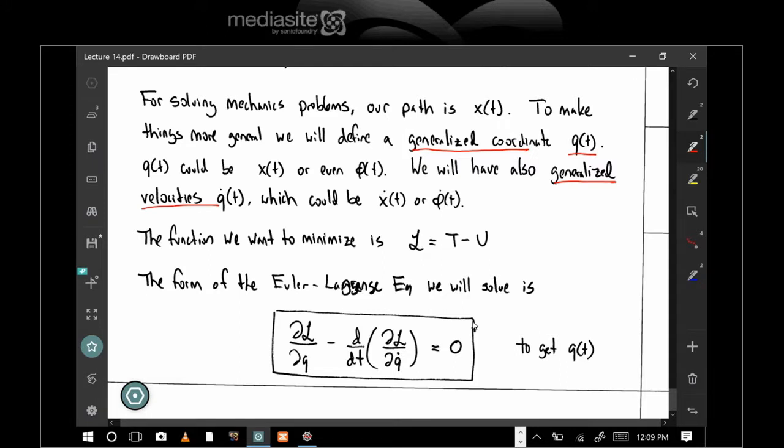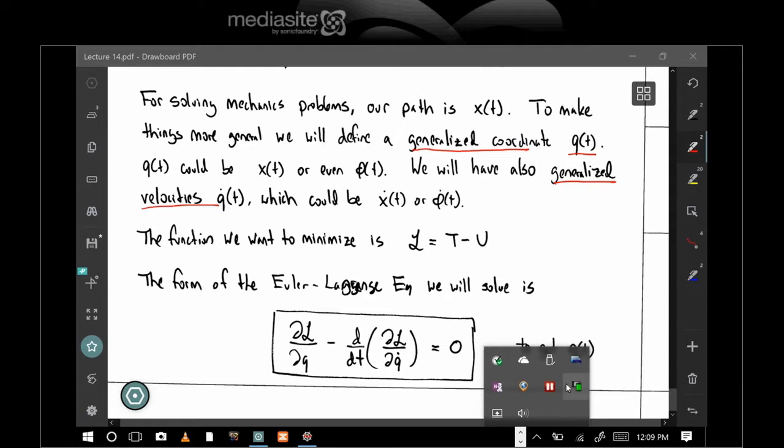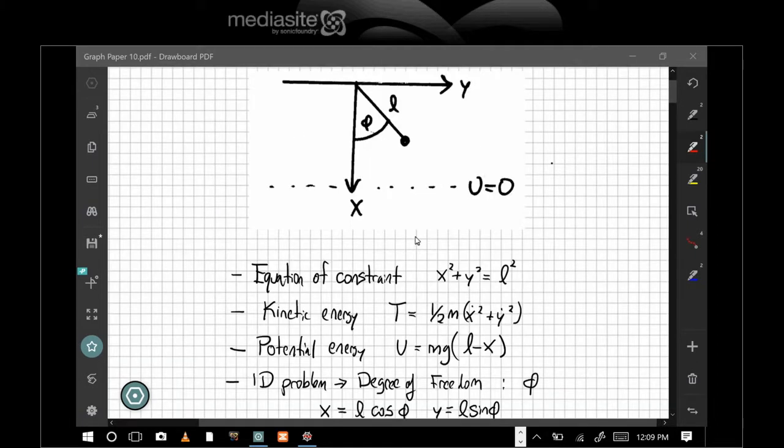So how does a problem in Lagrangian mechanics look? Let's take a look at a simple problem, the simple pendulum. Here's an example of a simple pendulum. I have a pendulum of mass m and string length L, and it moves in the xy plane, where x is pointing down and y is horizontal.